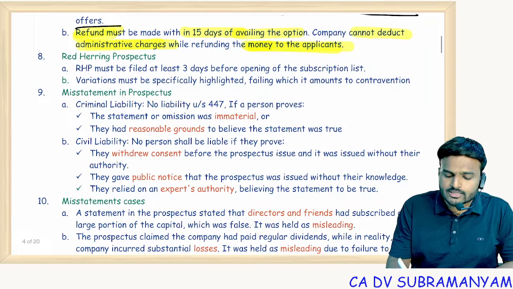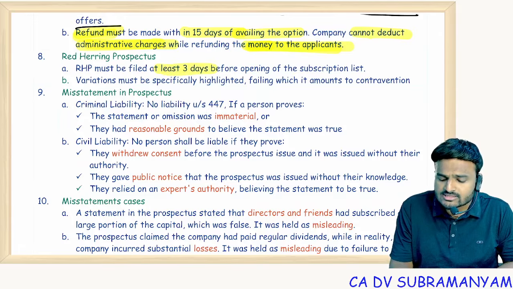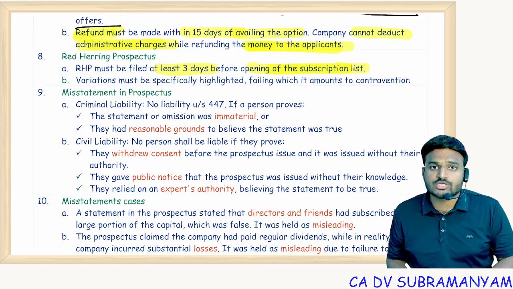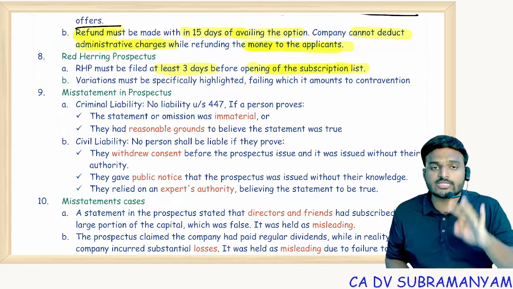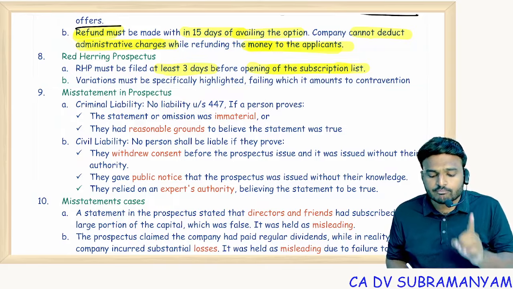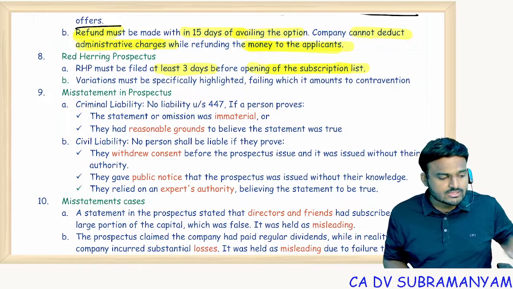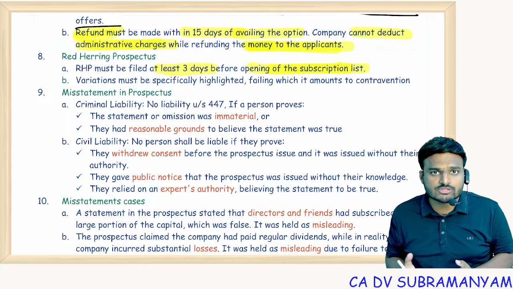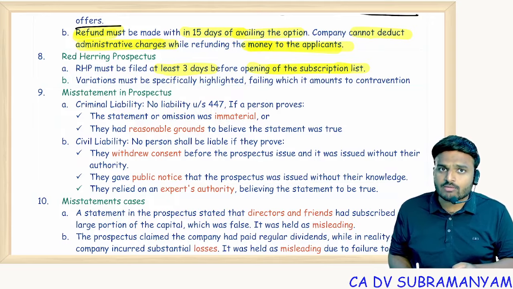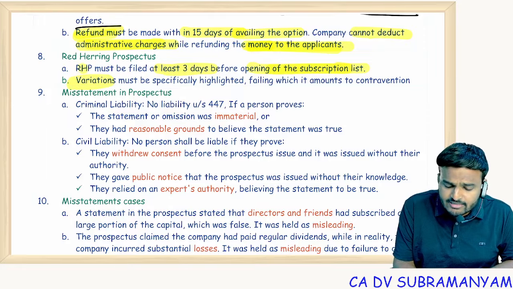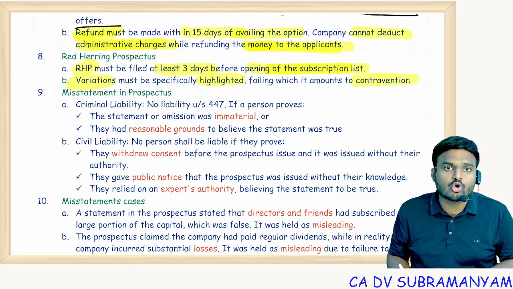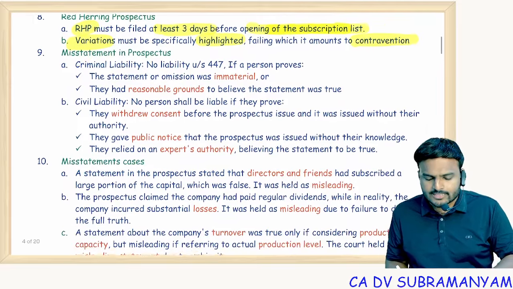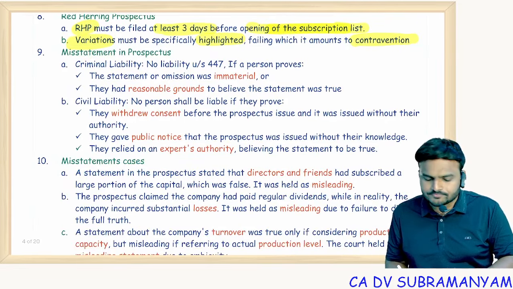Red herring prospectus. Red herring prospectus has to be filed with ROC at least 3 days before opening of the subscription list. Before the offer gets opened, 3 days before opening of the offer, file a copy of the red herring prospectus with ROC. Once the public offer is done and you have the details of the issue price and number of shares being offered to the public, prepare a final prospectus. Any changes between the red herring prospectus and the final prospectus shall be highlighted, or else it leads to contravention. Clear?